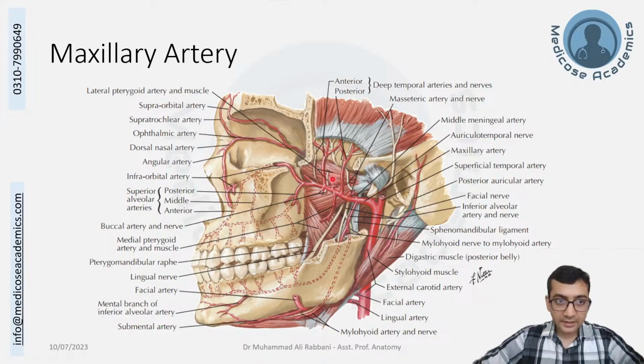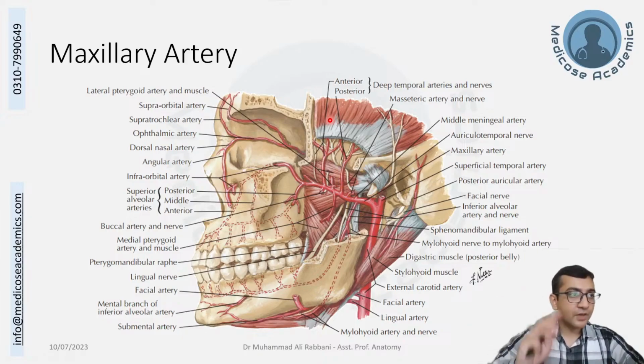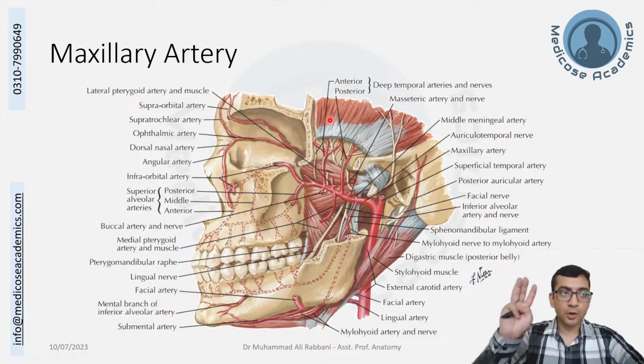The artery supplying the lateral pterygoid, the artery supplying the medial pterygoid right here. Simple. And the two arteries supplying the temporalis muscle. They go through that opening and they go to the temporal fossa to supply the temporalis muscle. So we have covered 3 out of the 4 muscles of mastication. We have covered the lateral pterygoid, the medial pterygoid, and the temporalis.